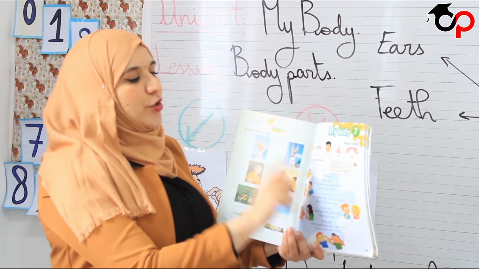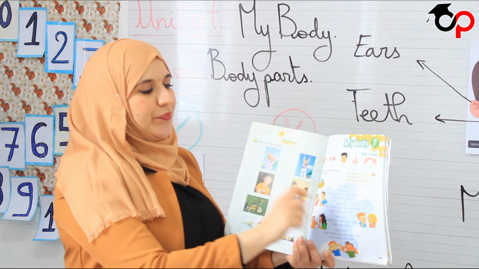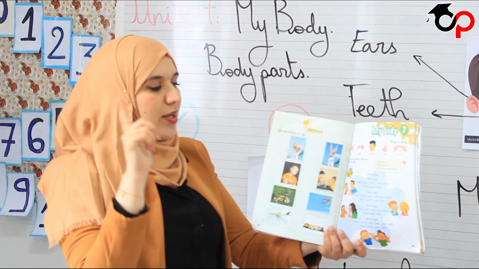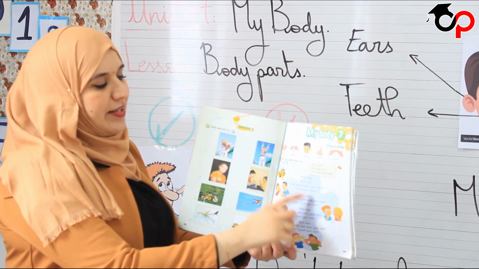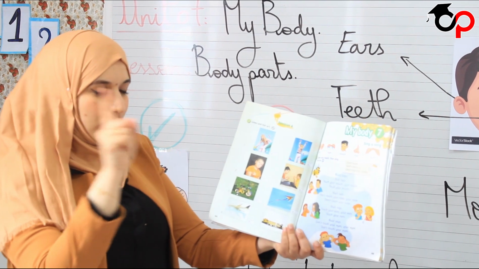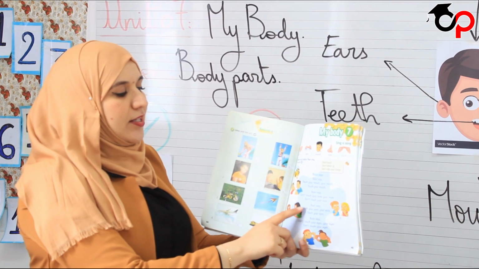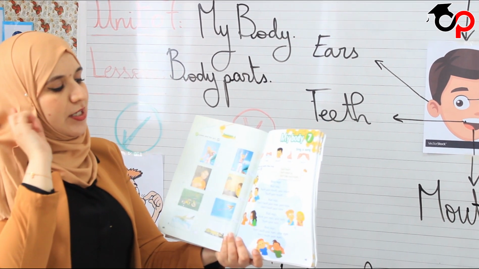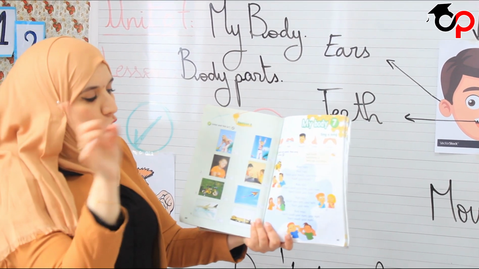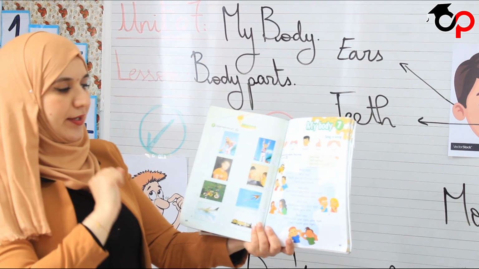Bus says, touch your mouth. Your mouth. Touch your mouth. Second part. Bus says, don't touch your nose. Your nose. Don't touch your nose. Number three. Bus says, touch your ears. Touch your ears. Number four. Bus says, don't touch your eyes. Your eyes. Don't touch your eyes.